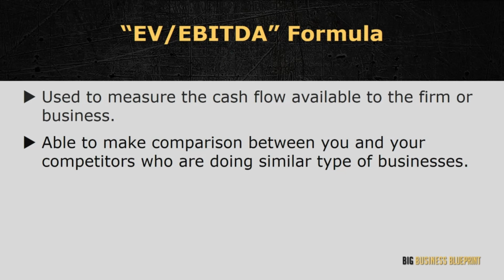It's used to measure the cash flow available to the firm or business. EV to earnings before interest and taxes, also referred to as EV over EBIT, is used for less capital-intensive companies with a smaller depreciation and amortization expense. All multiples act as a single number that analysts can multiply by some financial metric to determine the relative value or worth. With the EV over EBITDA formula, you'll be able to make comparison between you and your competitors who are doing similar types of business.